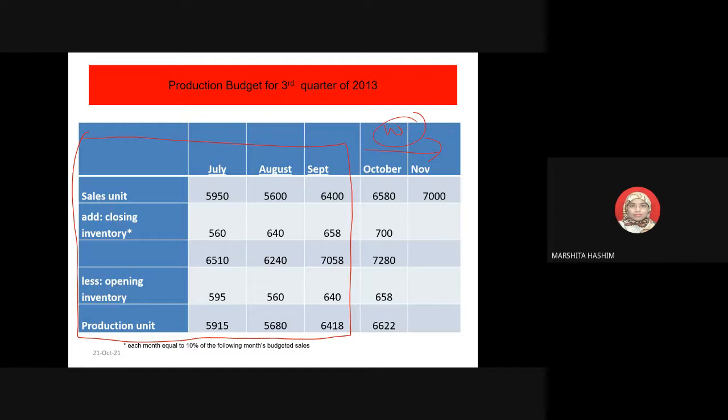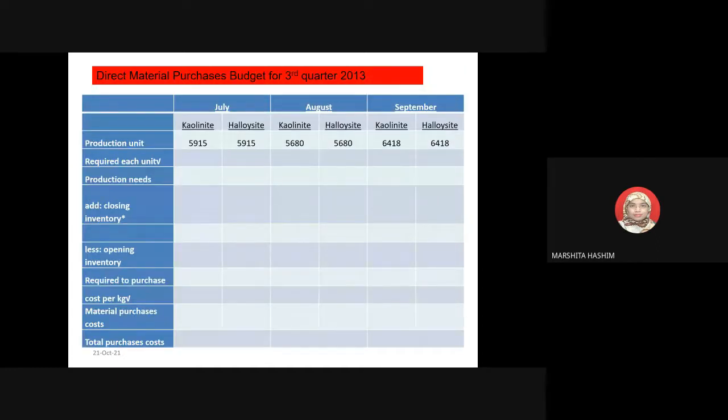Okay, then we proceed with the material purchase budget. If the question requests a material purchase budget, first you must do the material usage budget. Since you have two types of materials and the question requests a 3-month period, you have to choose: either include everything here, or prepare separate tables. First table, you show figures for kaolinite. Another table, you show values for halloysite. It's up to you.